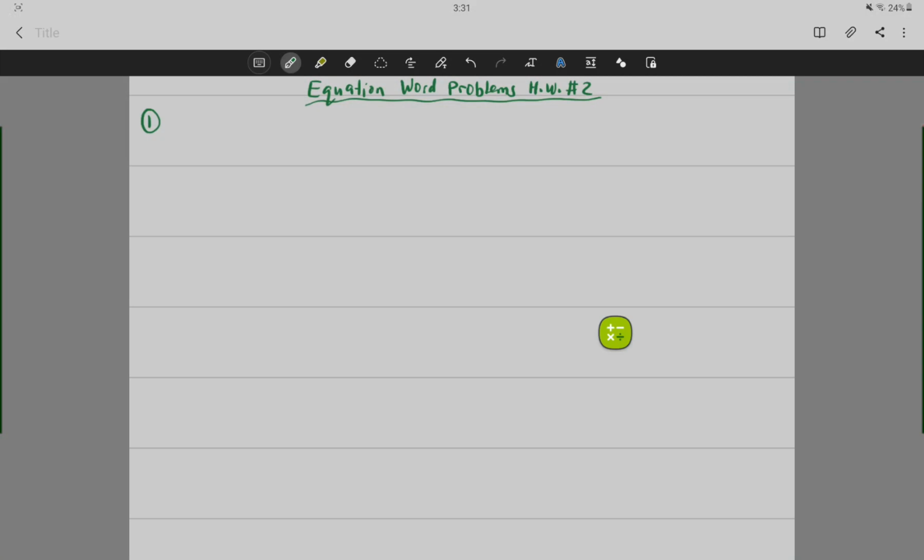Everybody, this is the equation word problems. Okay, question one. Each week because he wanted to. We have to create and solve. All right, it says he got, but it's not telling us how much.